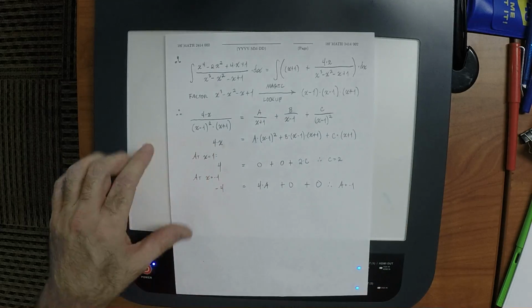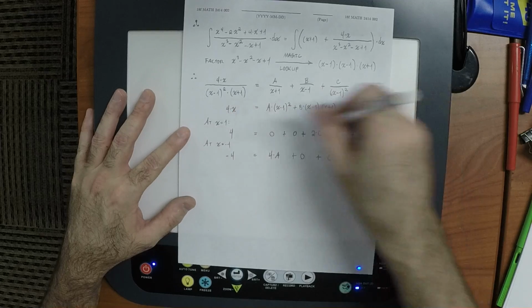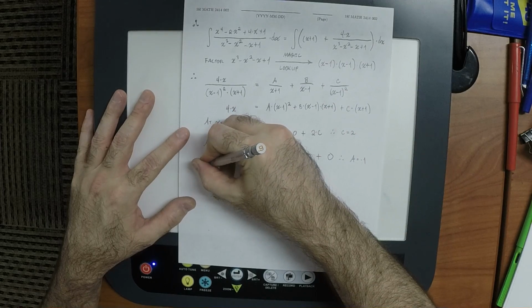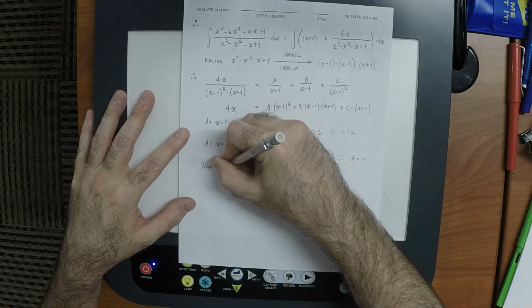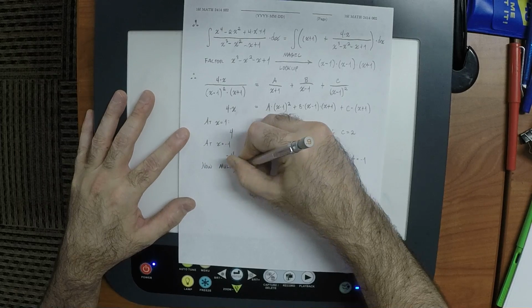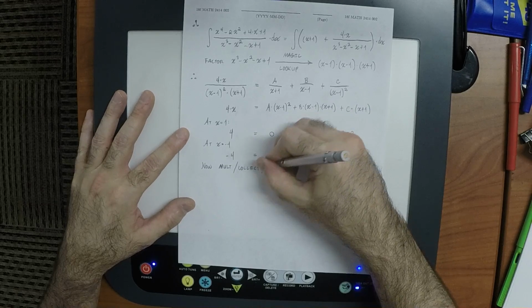Okay? So I'll omit that part for time. But I'll write down what it was that you would do. So now you multiply out and collect and compare coefficients.